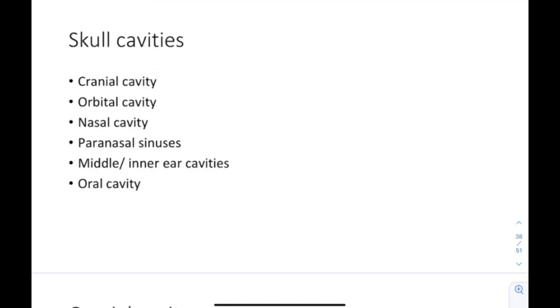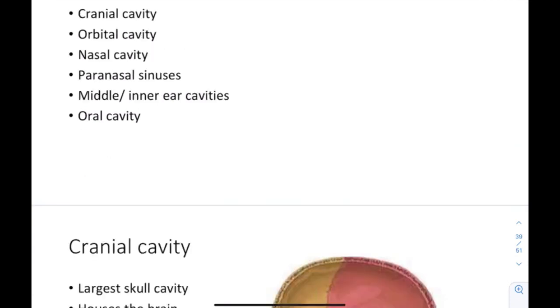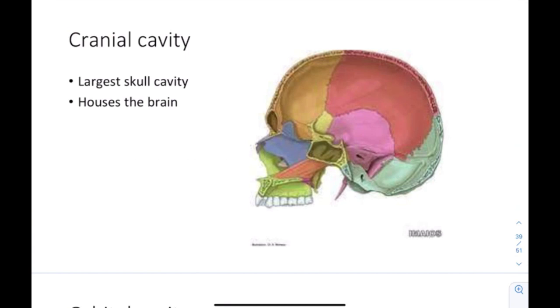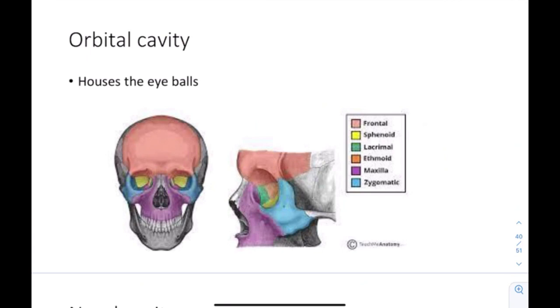Let's talk about some skull cavities. We have the cranial cavity, the orbital cavity, the nasal cavity, the paranasal sinuses, the middle and inner ear cavities, and the oral cavity. The cranial cavity is the largest skull cavity. It houses the brain. The entire thing is the cranial cavity. Orbital cavity, we talked about it before. It houses the eyeballs.